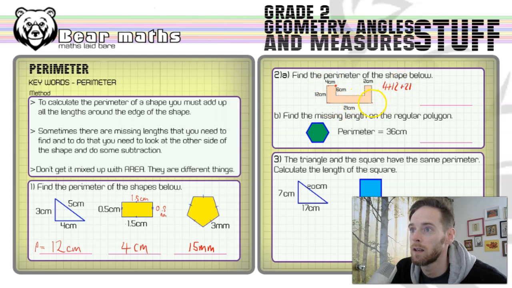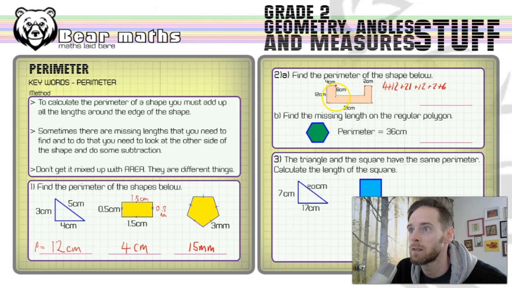Then we get to the end of that line there. Now we need to add on this. Looking at the other side, that's 12 centimeters, so plus the 12 again. Then we've got 2, so plus 2. Then going down here, if we look on the other side, we've got 6 centimeters, so plus 6.